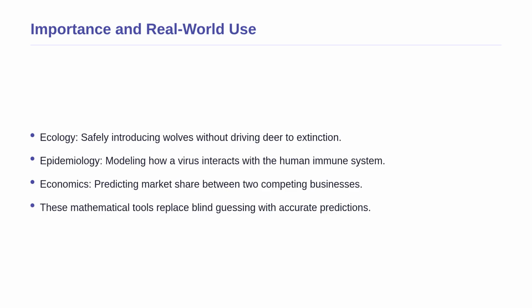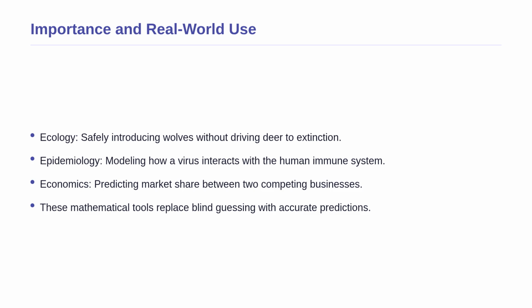Now that we have used this formula and solved these systems, let us understand where this is actually used in the real world. Understanding interacting population models is absolutely critical across many fields. In ecology, park rangers use these exact differential equations to determine how many wolves they can safely introduce into a forest without accidentally driving the deer population to extinction.